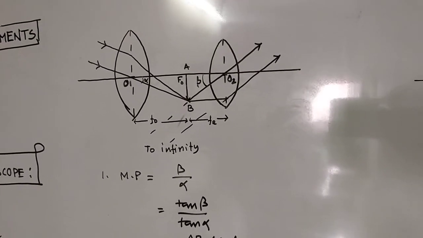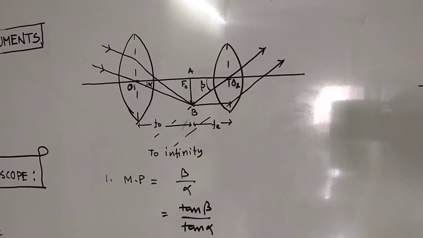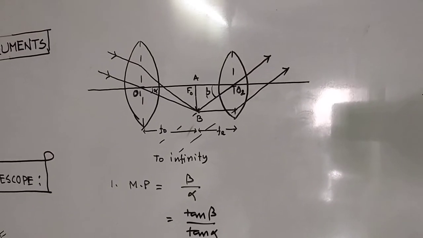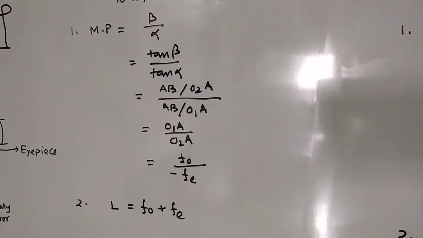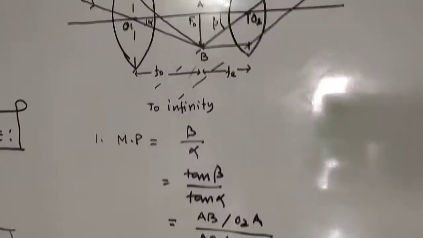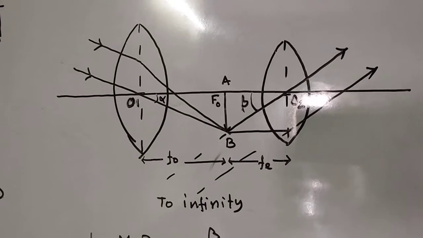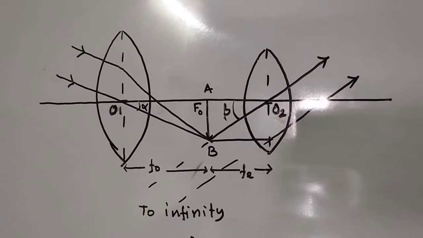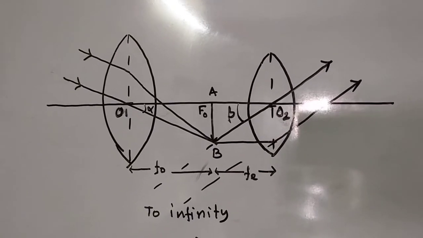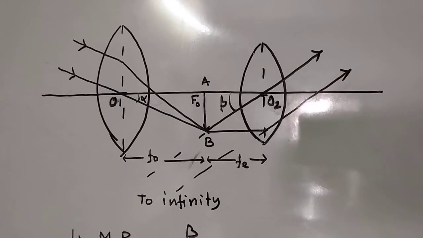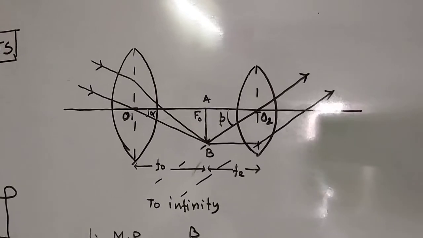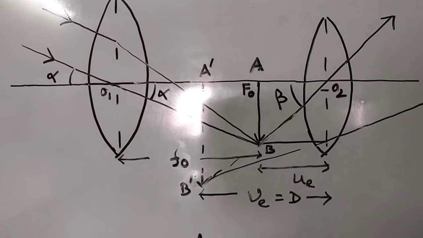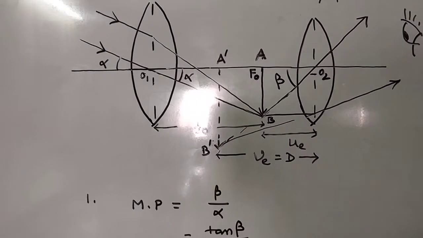The length of the telescope is nothing but F naught plus FE, because it is the gap between the objective and the eyepiece. So F naught plus FE gives you the length of the telescope. Here the image is at the same point where the focus of both the objective and the eyepiece lie. You can show it in the diagram as F suffix capital F suffix E if you want.